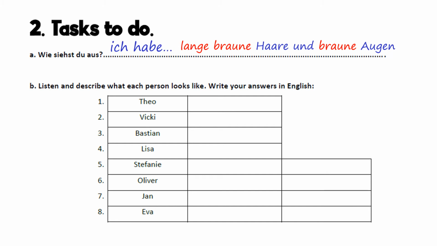Kapitel 3. Einheit 2. Wie sieht sie aus? Seite 40. Aufgabe 1. Hört zu. Wie sehen sie aus? 1, Question 1. Theo, wie siehst du aus? Ich habe grüne Augen. That was Ich habe grüne Augen. Question 2. Und du, Vicky, wie siehst du aus? Ich habe graue Augen. That was Ich habe graue Augen.